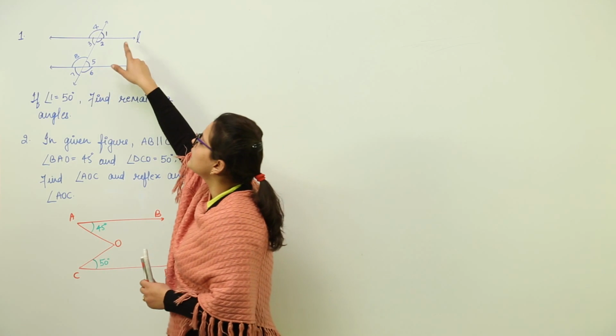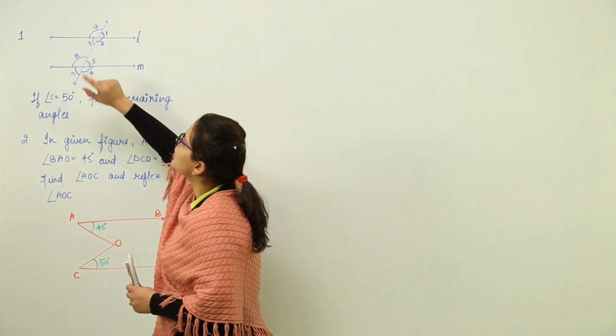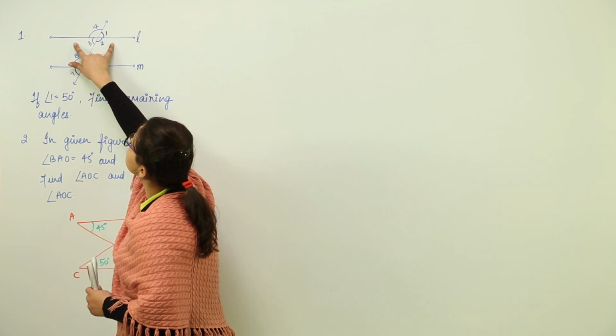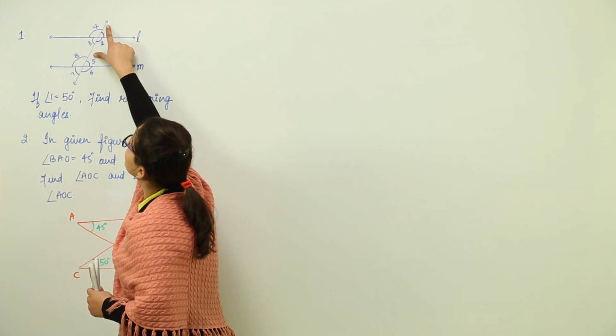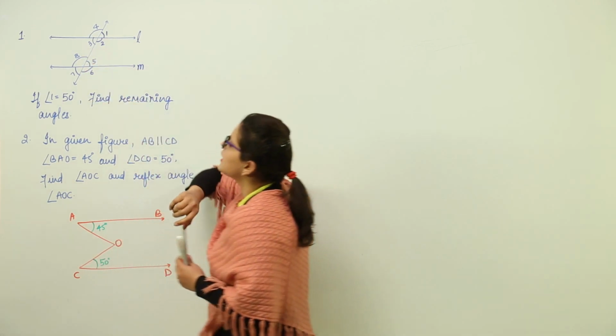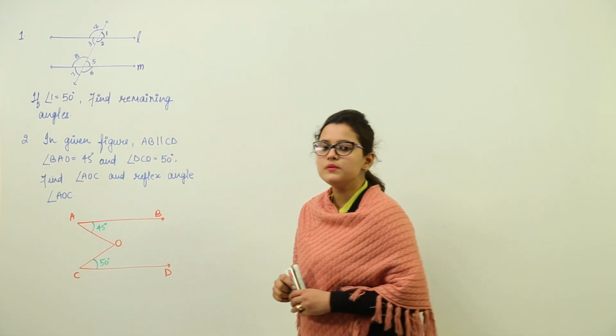Reason being 1 and 3 are forming vertically opposite angles, as we can check that this straight line is intersected by another straight line. So 1 and 3 are forming vertically opposite angles. So we can say that angle 1 will be equal to angle 3.